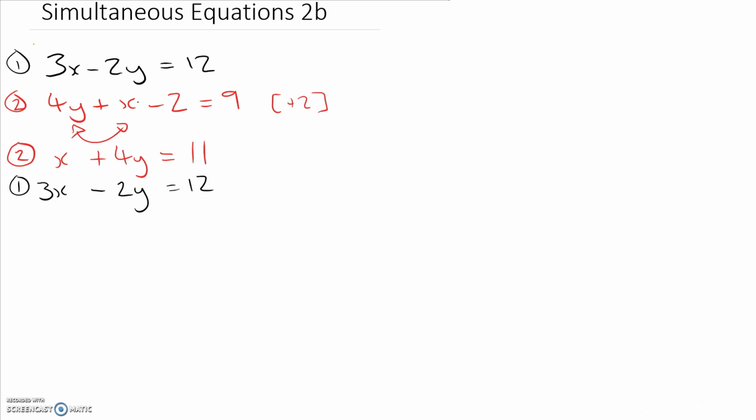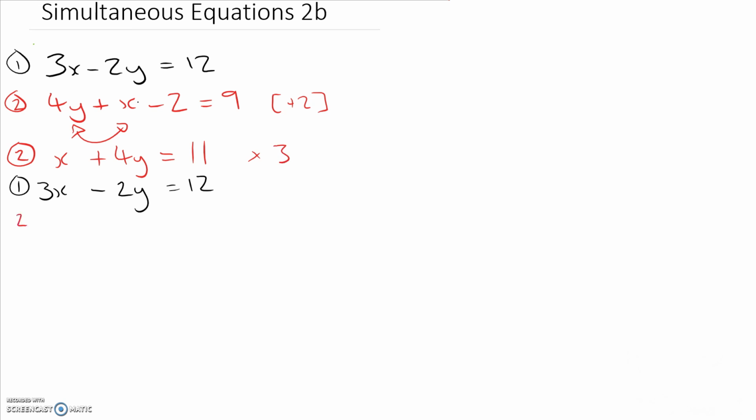Now, what could we do to get some coefficients the same? Well, if you're saying, aha, we could multiply the top equation by 3, great thinking. That's equation 2 multiplied by 3, that will give us 3x. If you're saying, well, no, you could multiply equation 1, the bottom equation, by 2, that'll give you a negative 4y. Either of those are good. Okay, so what should we do? Let's times the top equation by 3.